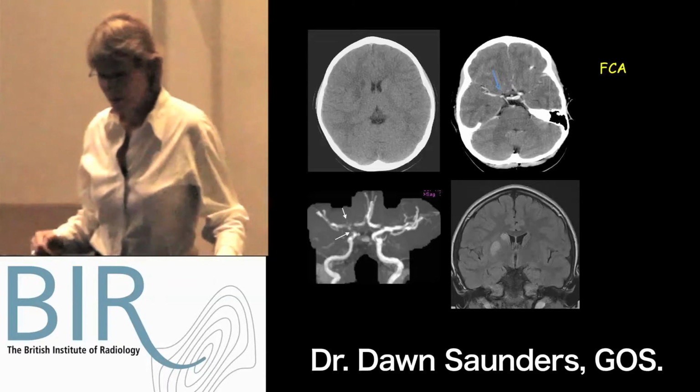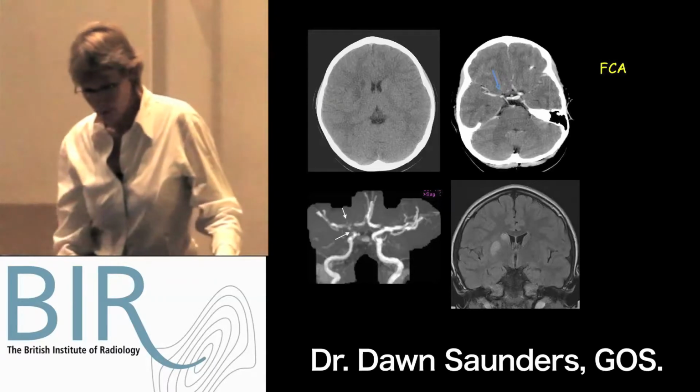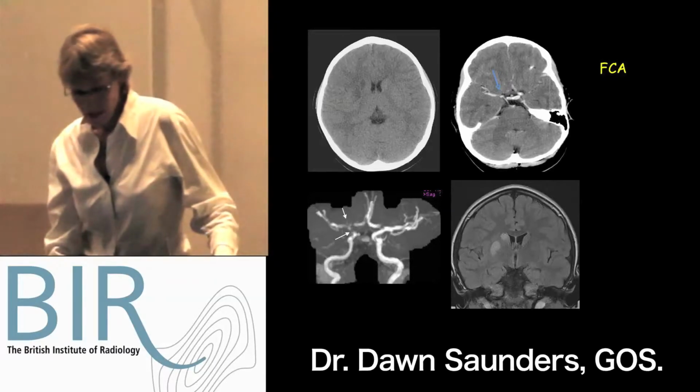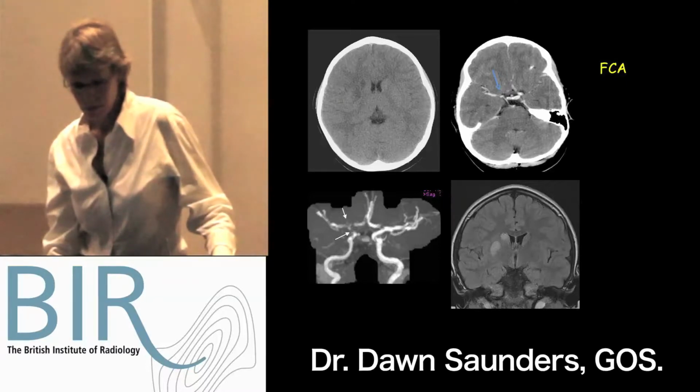So this is an example of an FCA. This is a child who presented with a left hemiparesis, and you can see the area of infarction again in the head of the caudate and the lenticular nucleus.